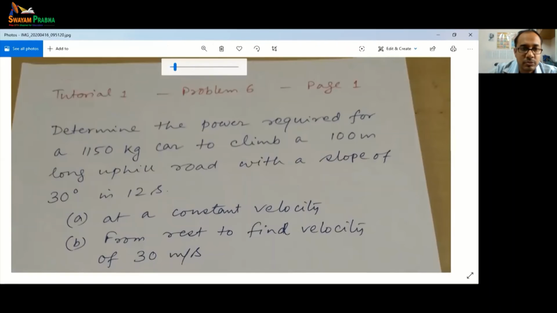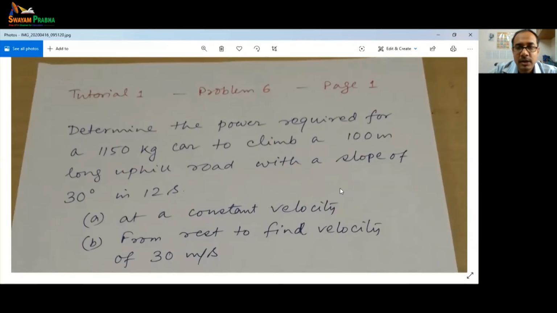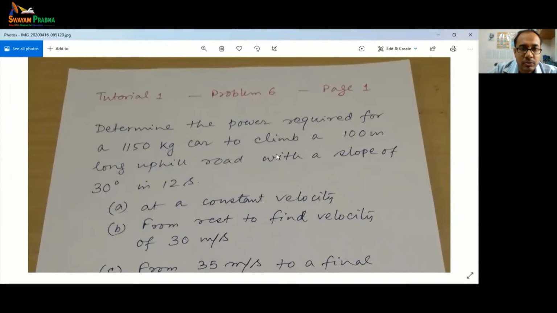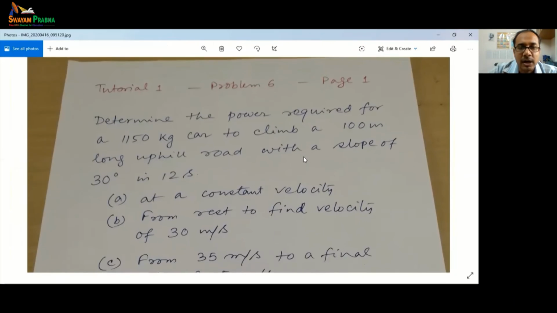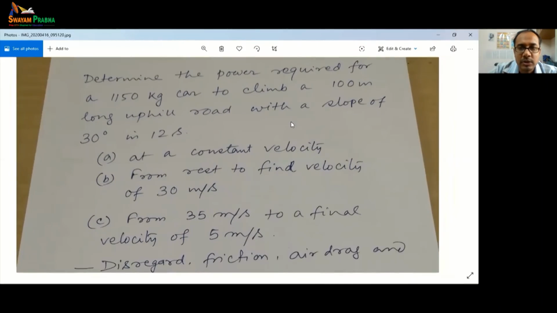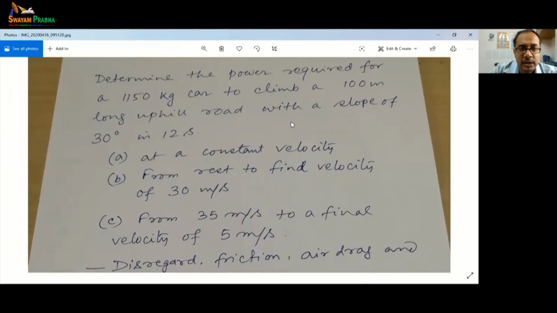Okay, so if we zoom into the problem statement, the problem statement is: determine the power required for a certain mass car, the mass is given, to climb an uphill road, the length of which is given, with a slope of 30 degrees in 12 seconds.